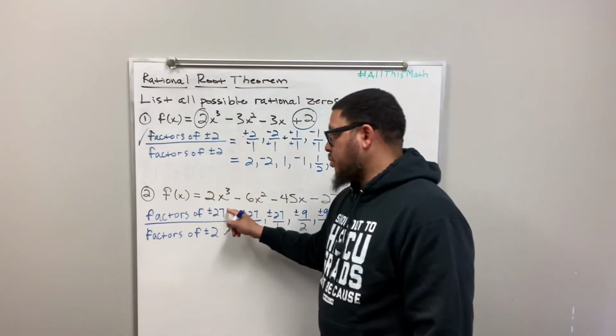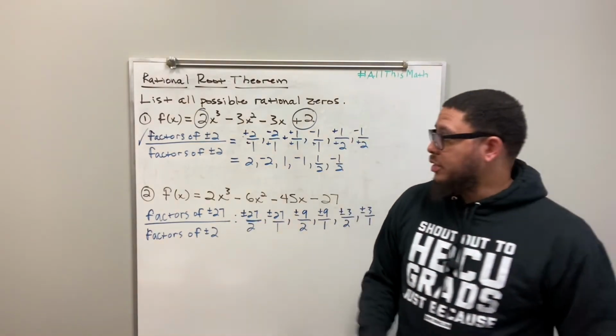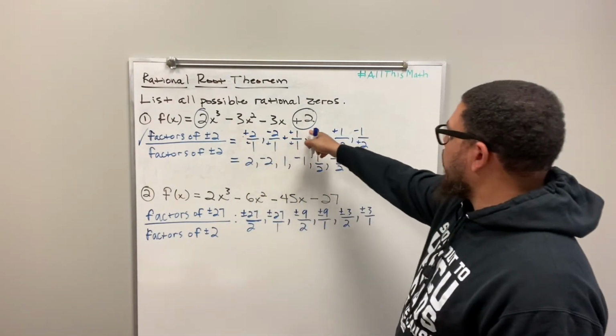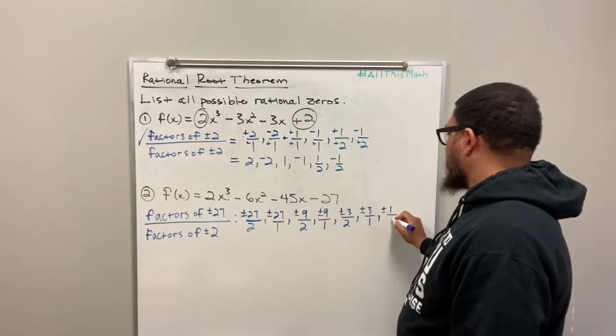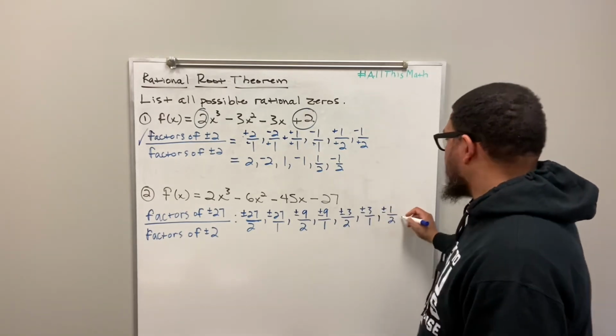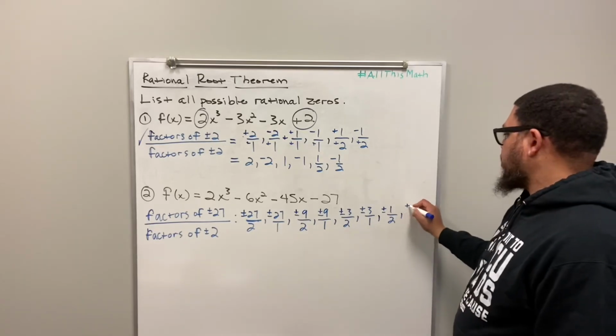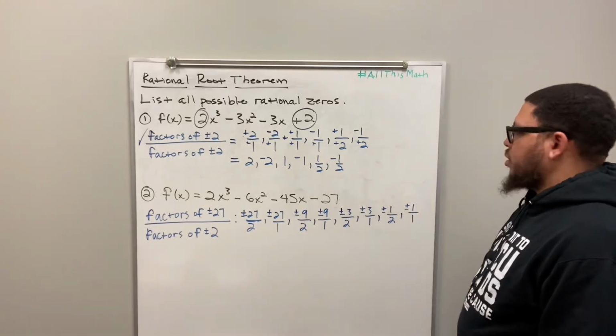Also, don't forget, 1 is a factor of 27, just like 1 was a factor of 2. So we have 1s in our numerators. Plus or minus 1 over 2, and plus or minus 1 over 1.